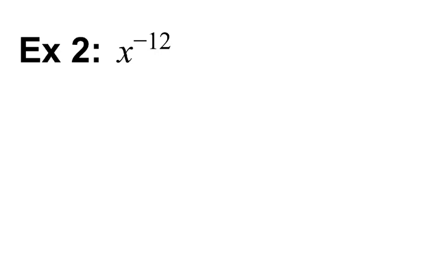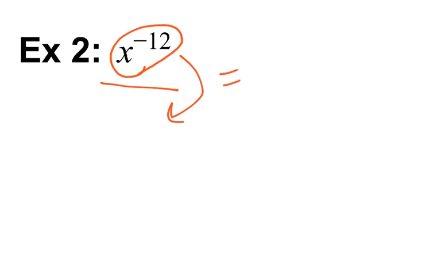Okay, example 2. I'm going to circle what's being raised to a negative, which is x to the negative 12. It's on the top, which means it needs to move to the bottom. So we move it. Remember, a 1 is remaining on top, and it becomes a positive 12 after we move it. We can't simplify this any further at this point, so this problem is done.